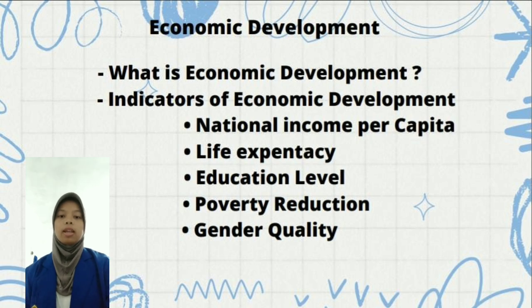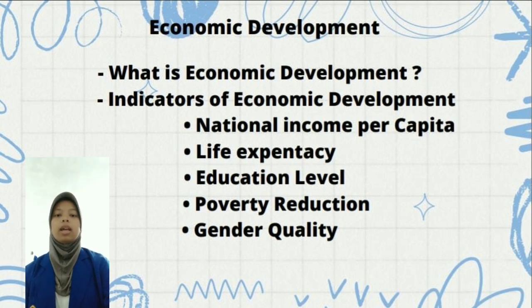Number one is national income per capita. National income per capita measures the average income of individuals in a country. An increase in income per capita reflects better economic distribution and improved living standard. Number two is life expectancy, which indicates the quality of healthcare service and overall well-being. Higher life expectancy signifies a healthier and more prosperous population.